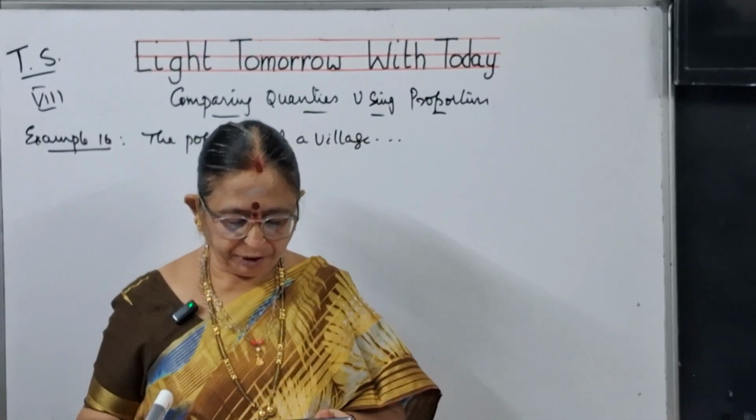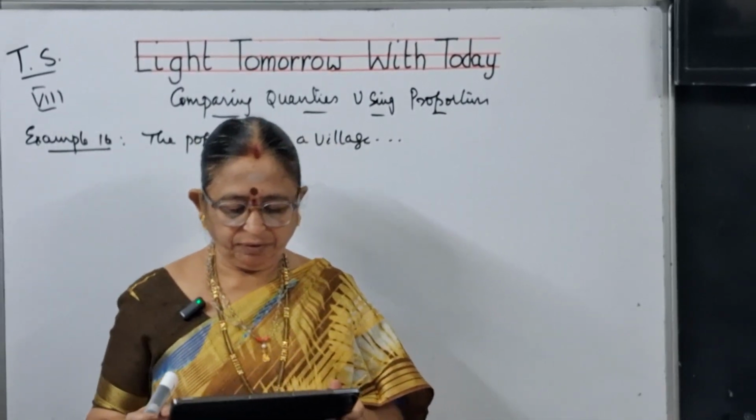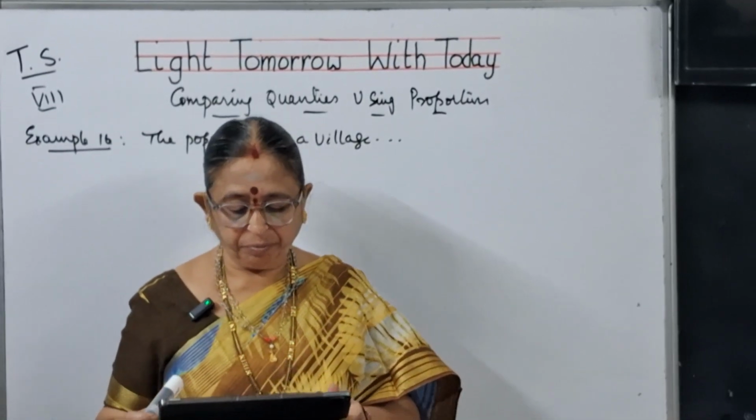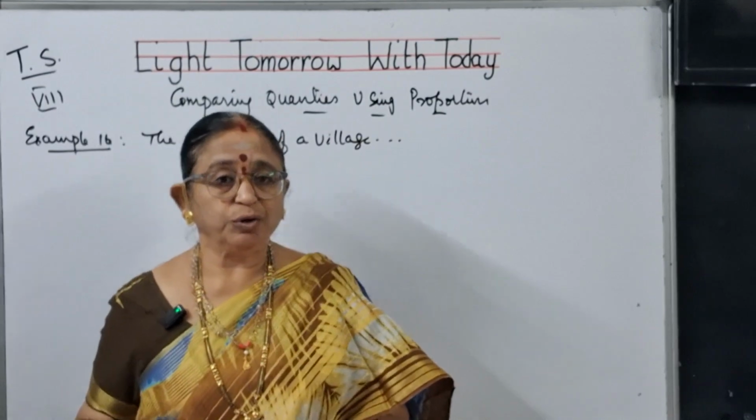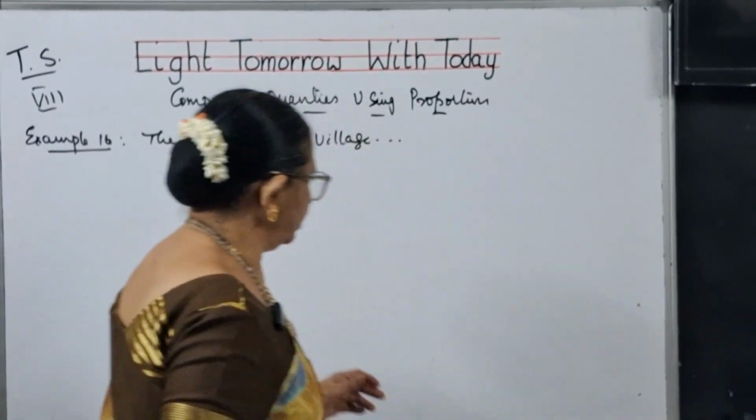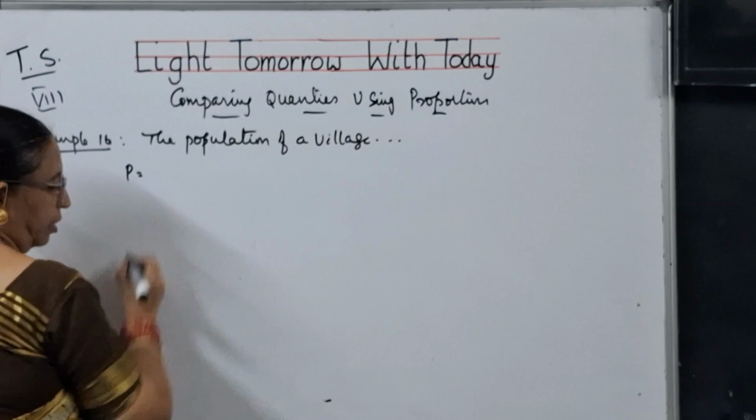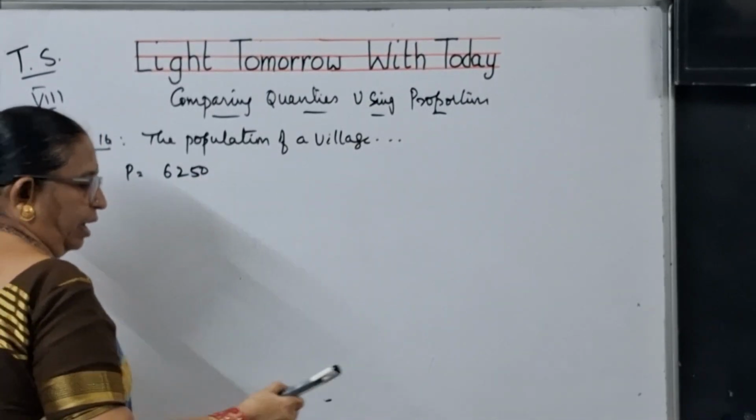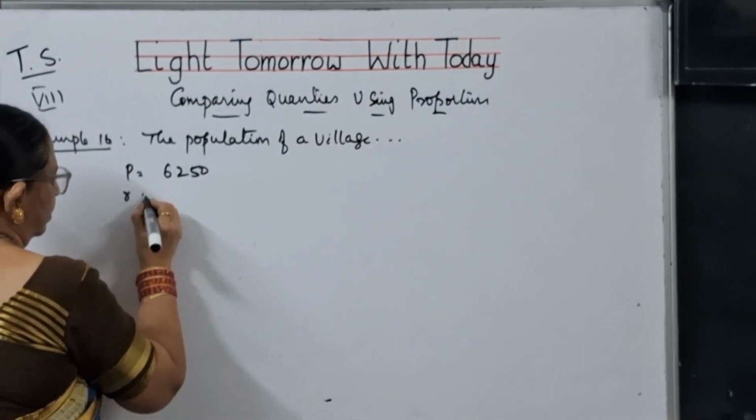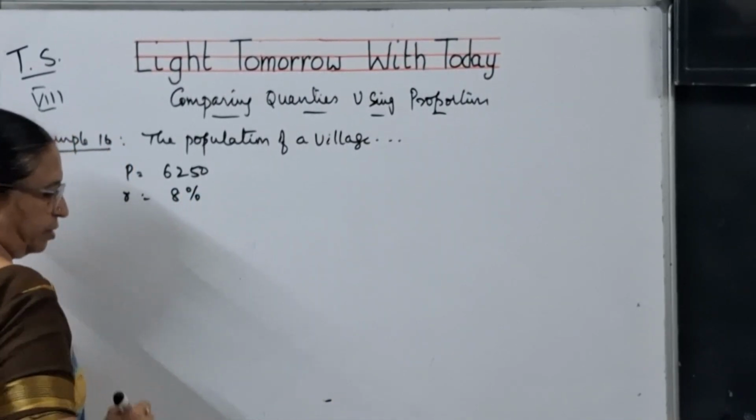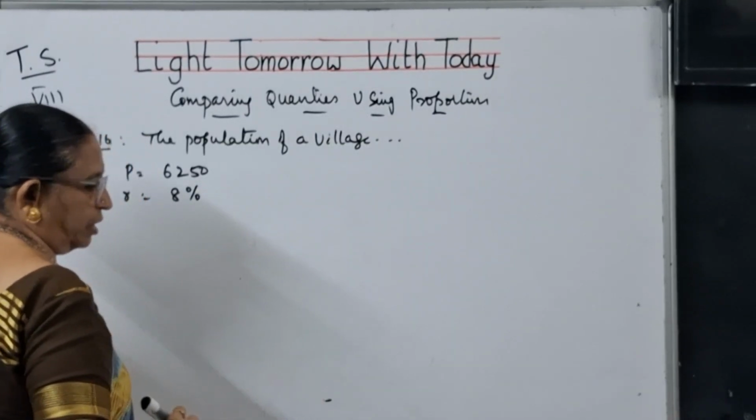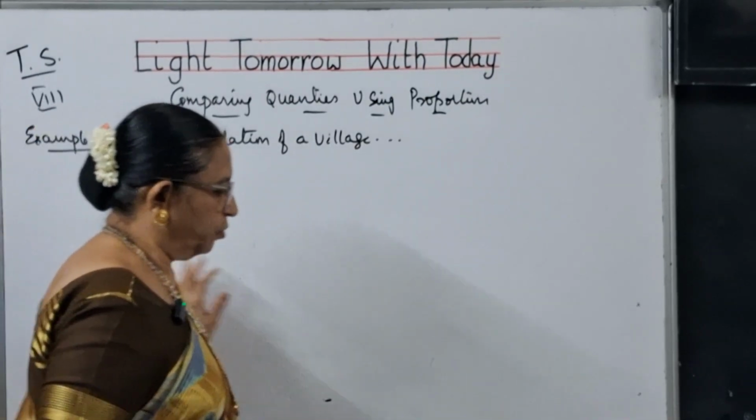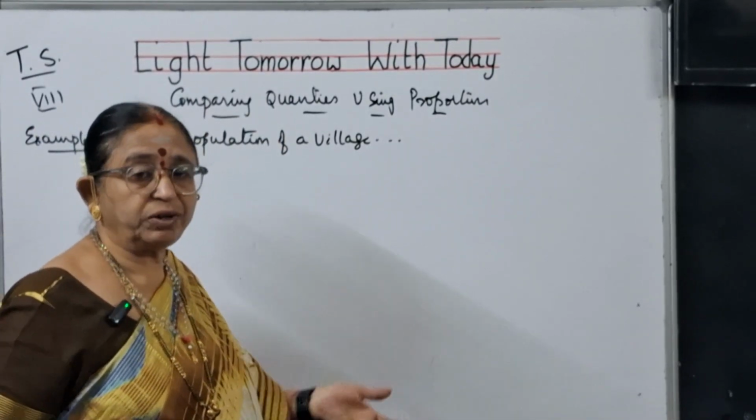Example 16. The population of a village is 6250. It is found that the rate of increase in the population is 8% per annum. Find the population after 2 years. So here also the population should be taken as principal. How much is the population? 6250. And the rate of increase, R is equal to 8%, and time, N, is equal to 2. So you need to find out what is the population after 2 years.